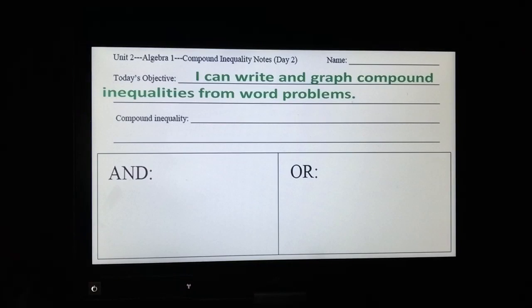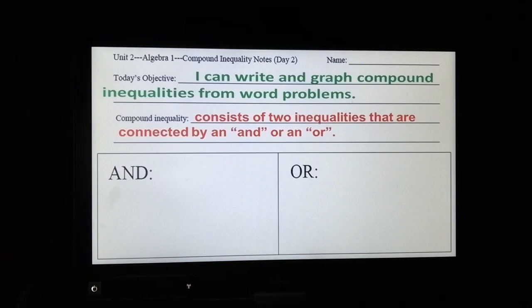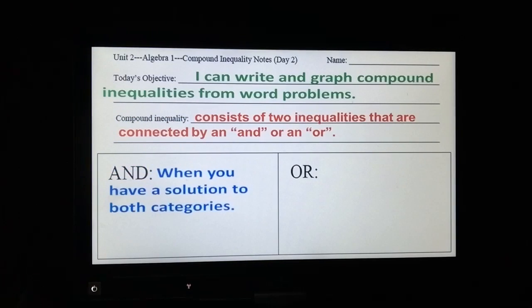Now, we did this yesterday, but just to give you guys a reminder about what a compound inequality is. A compound inequality consists of two inequalities that are connected by an and or an or. Now, just to remind you about and or, we did talk about it yesterday. And is when you have a solution to both categories, to both inequalities, okay? And when you are trying to find out where the solution is, it's where you see overlap, so overlapping shading.